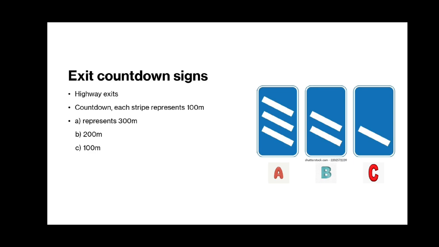First example is the exit countdown sign. So these ones are found on highways and they show you how far you are until your exit. Each stripe on the sign is equivalent to 100 meters. So these ones help you prepare to exit safely.